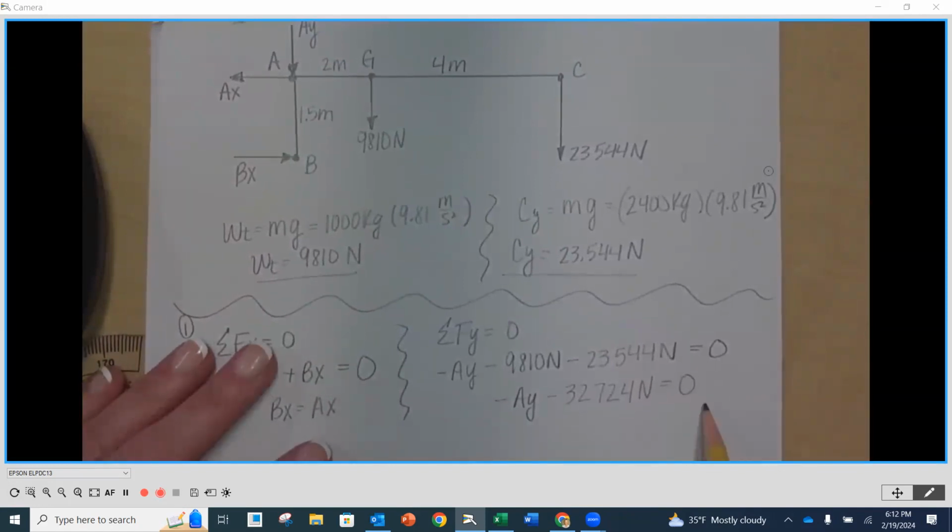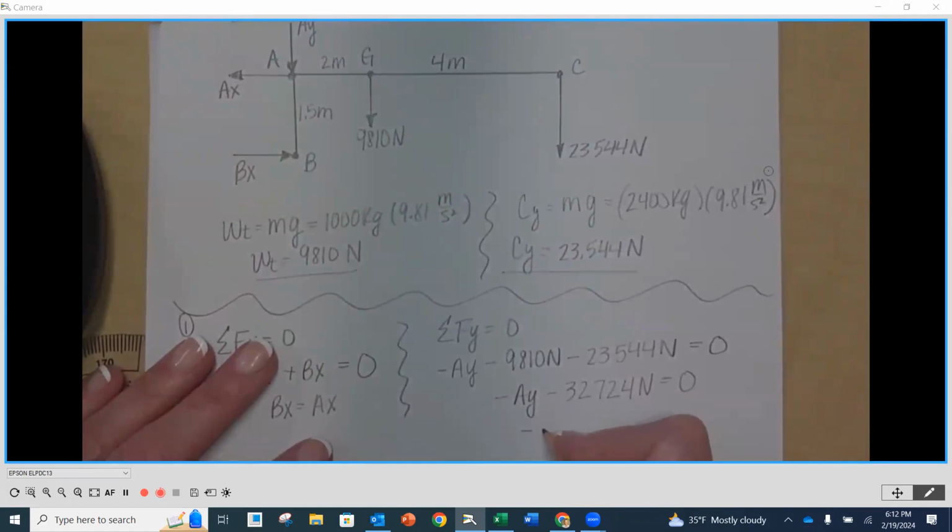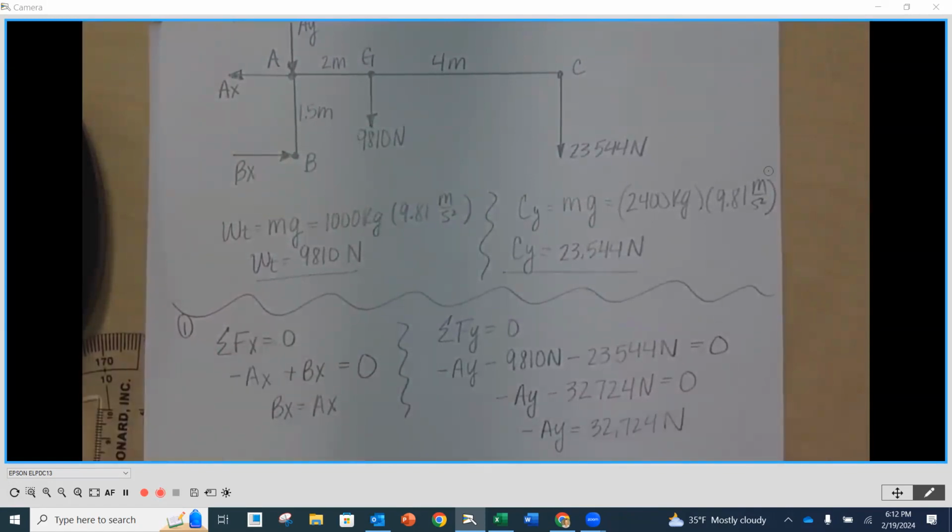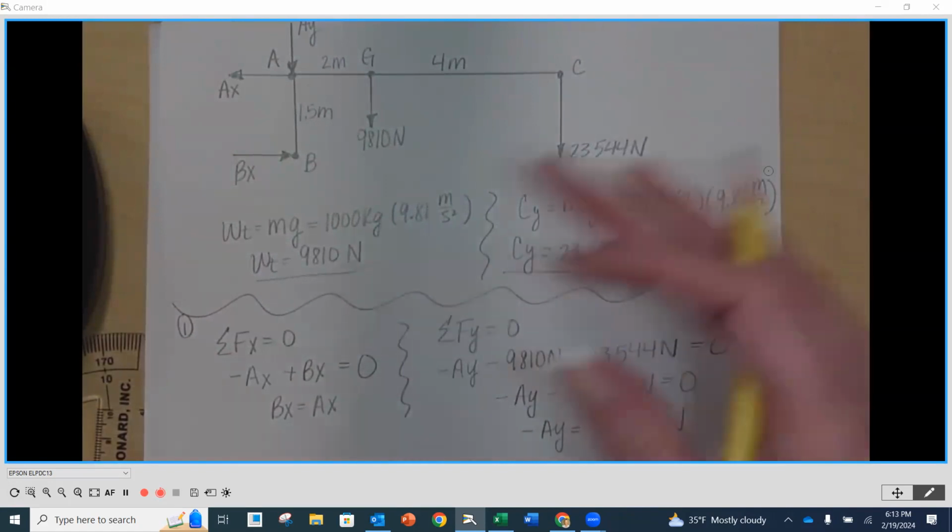Move that to the other side. Keep my Ay on the left. Negative Ay is equal to a positive 32,724 newtons. Okay. Now, we have a problem, don't we? Do you notice how my negative does not clear here? All right. What does that mean to me?